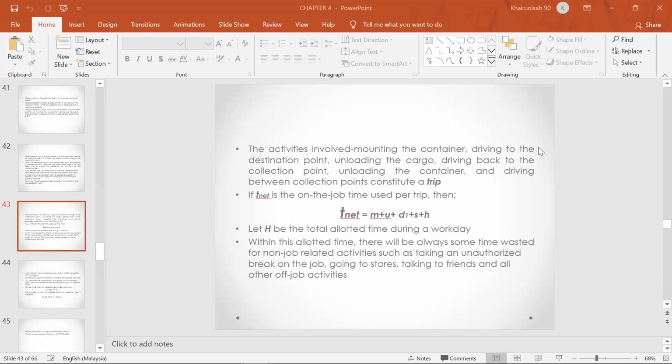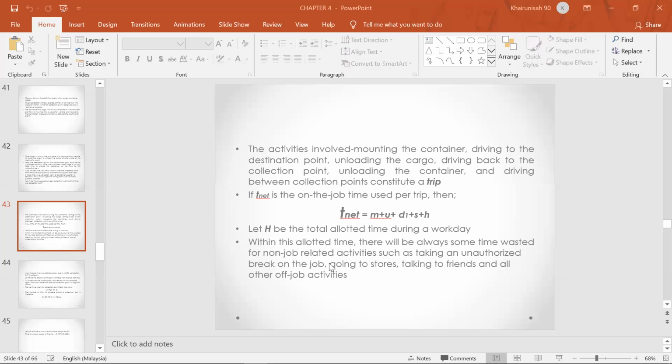We will proceed with this again. H will be the total allocated time during a weekday, which is the common working time, which is 8 hours. So big H will become 8 hours. Within this allotted time, there will always be some time wasted for non-job related activities such as taking an authorized break on the job, going to stores, talking to friends, and all other off-job activities.